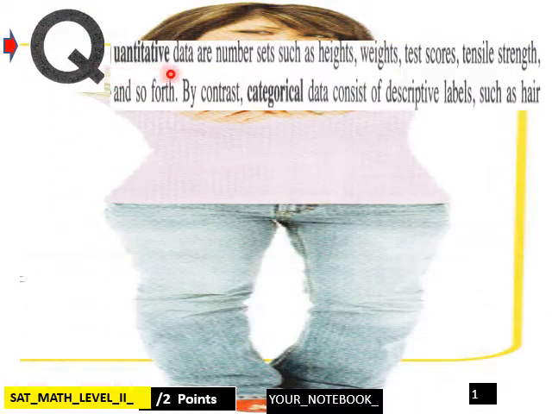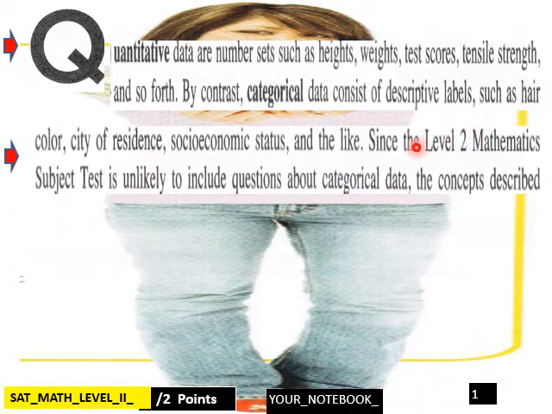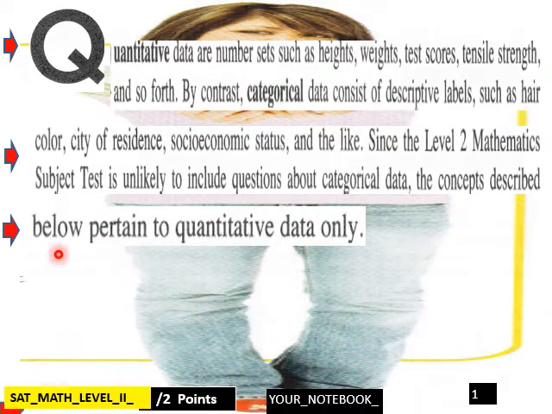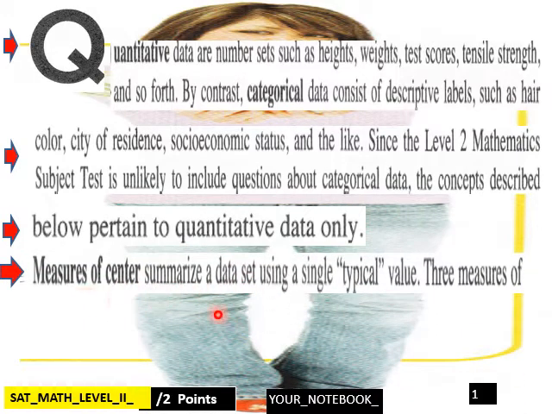Page 1, quantitative data: number sets, such as heights, weights, test scores, tensile strength, and so forth. That's quantitative, meaning numbers. By contrast, categorical data consists of descriptive labels such as hair color, city of residence, socioeconomic status, and the like. Since the Level 2 mathematics subject test is unlikely to include questions about categorical data, the concepts described below pertain to quantitative data only, such as measures of center. Summarize a data set using a single typical value.